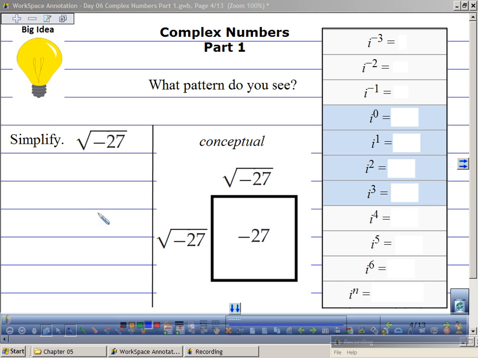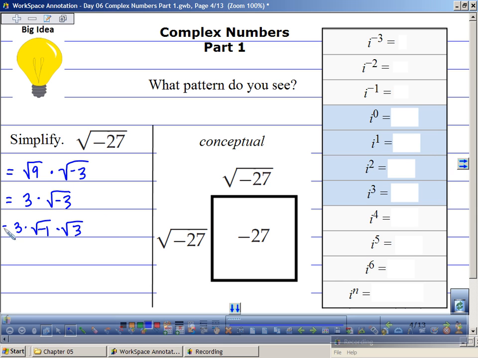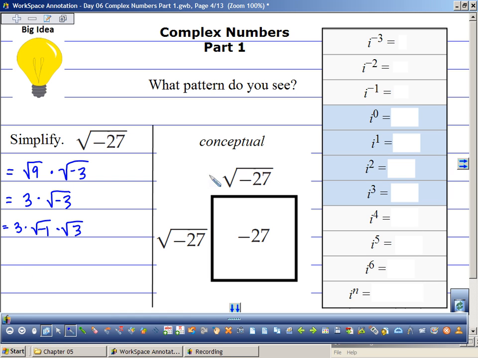Now just in the last screen when we did our review, I broke up that radical, right? Couldn't I also break up this radical? This could be 9 times -3, which is 3 times the square root of -3. Couldn't I also do this? Could I do that? Still the same, correct? All of these are equivalent. All right, let's take that and go over here.